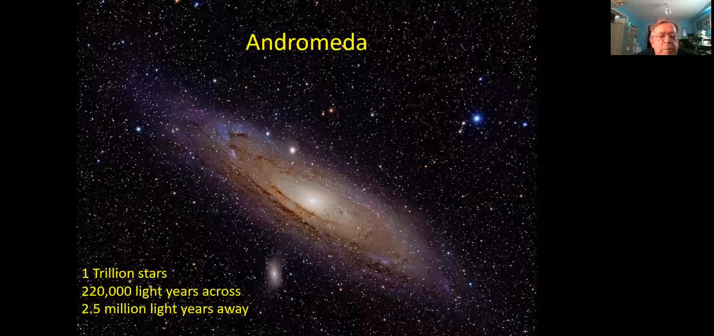So here's a marvelous picture of the Andromeda galaxy. Around about 1 trillion stars in it, 220,000 light years in diameter, and 2.5 million light years away as measured by the most modern techniques. So Hubble was off by a factor of 2.5, but that was enough to settle the argument.